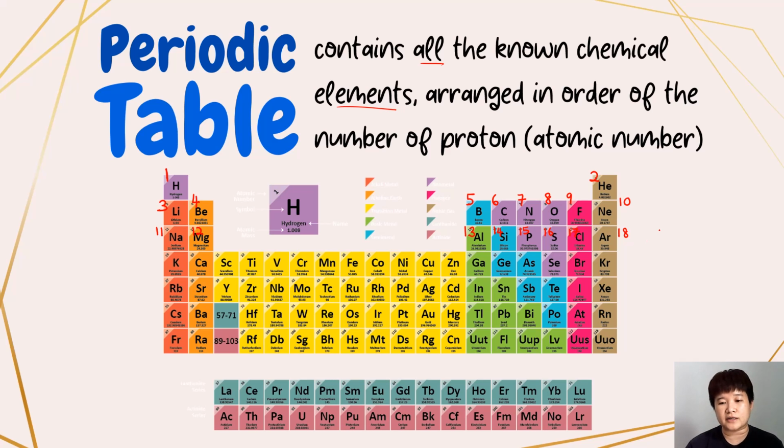Other than that, the periodic table can also be classified into blocks. We have 3 blocks that we are going to learn, and then we can identify the groups. We have 18 groups, group 1 until group 18, and then we have periods, period 1 until period 7. We'll look into each and every one of them: what is meant by block, group, and period, and how we can identify the block, group, and period of a certain element. So let's start with block.